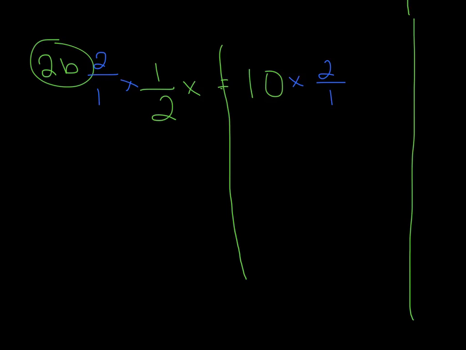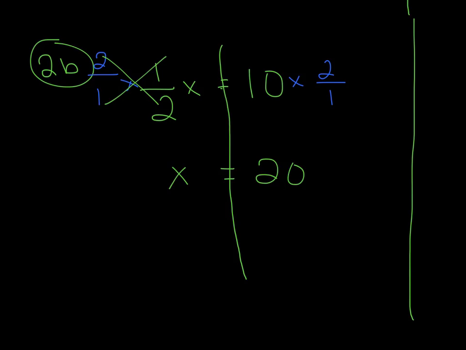So what I'm going to do is this here cancels out. Bring down the x. 10 times 2 is 20. 20 divided by 1 still gives me 20. Pretty simple. It's not too hard. Just multiply by the reciprocal. So let me give you another example.